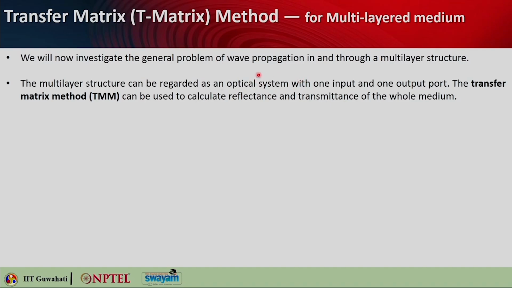The general problem is of wave propagation in and through a multi-layered structure. The multi-layer structure can be regarded as an optical system where there is one input port and one output port, and the transfer matrix method will allow you to calculate the overall reflection from this multi-layered system and what is finally coming out of this.